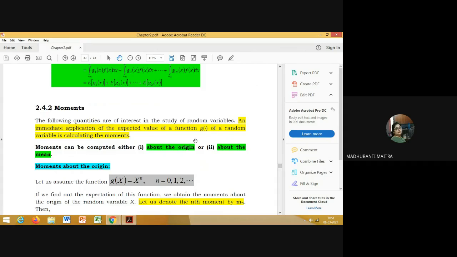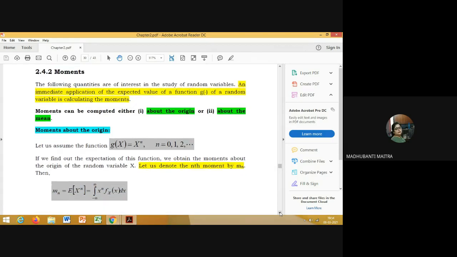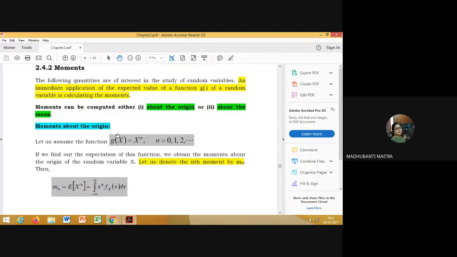Now in this section we'll see that for finding out moments, we'll have to find out the expectation of a given function of the random variable. As I said, moments can be of two types, either about the origin or about the mean. The second moment is often called the central moment. So moments about the origin.